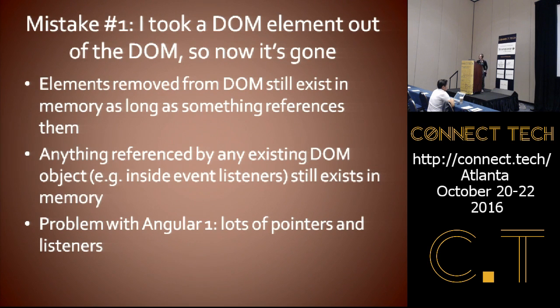So our mistake number one was, I took a DOM element out of the DOM, now it's gone. So that's not true. Supposedly modern browsers make sure that a single reference, even a circular reference, between a JavaScript object and DOM object, you can still garbage collect that. In practice, it's rarely that simple. We would not have something that just had one pointer somewhere. We had multiple pointers. We didn't know where the pointer was that wasn't getting disconnected.